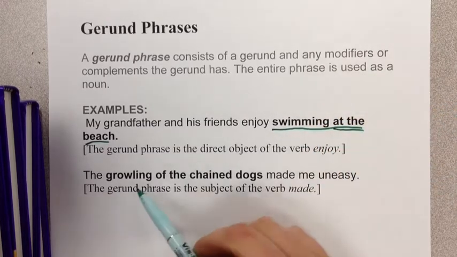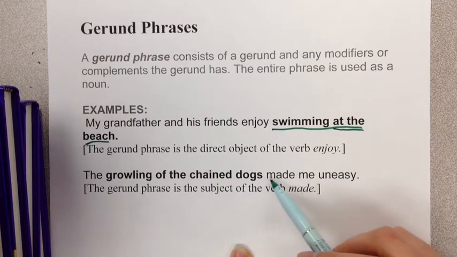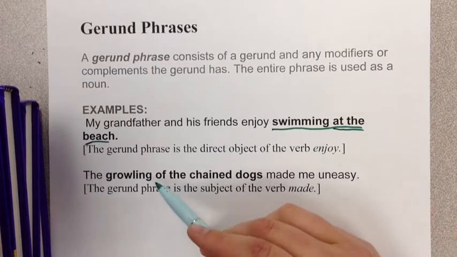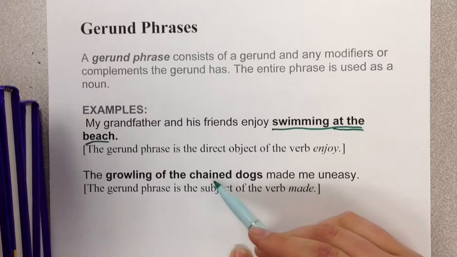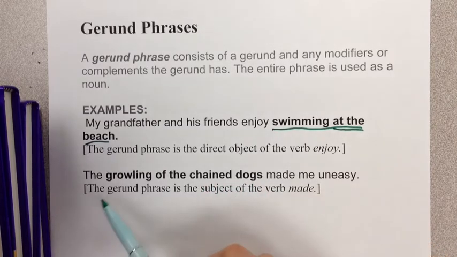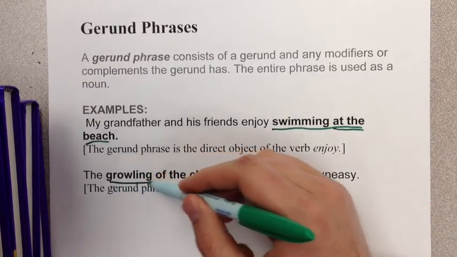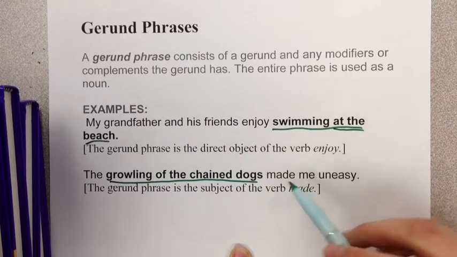Here's another one. The growling of the chained dogs made me uneasy. Here again we have this prepositional phrase, of the chained dogs, which is part of the gerund growling. Growling of the chained dogs is one phrase, and this is the subject. All of this is the subject of the verb made.